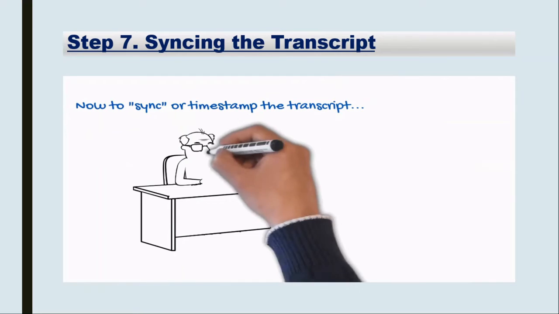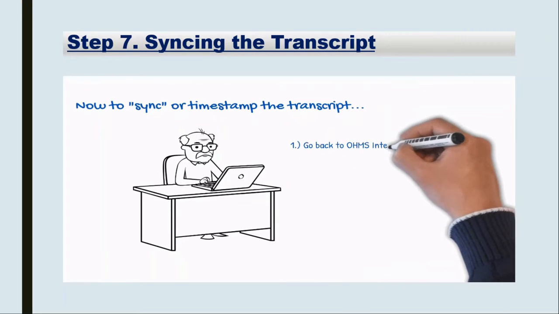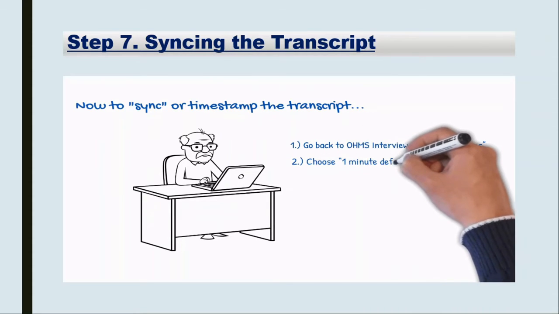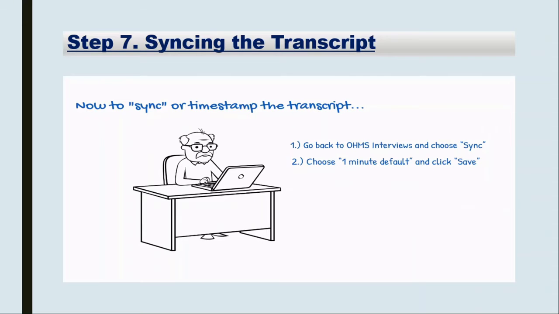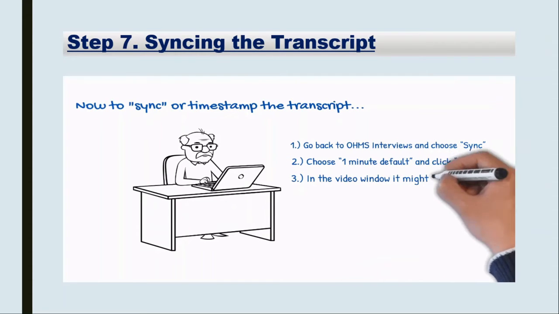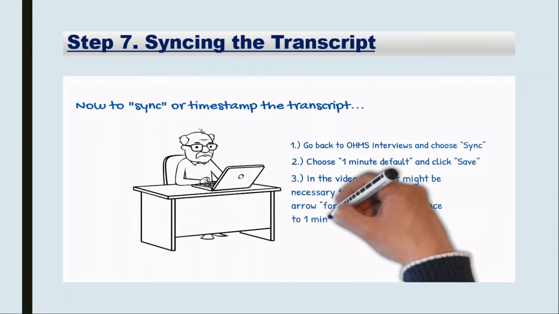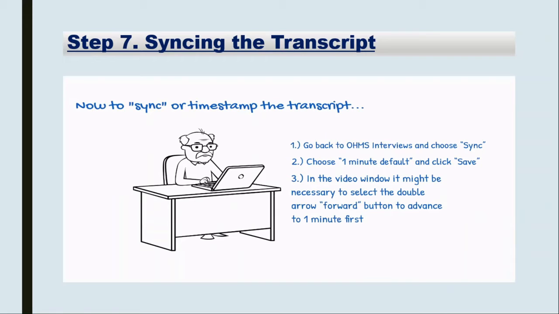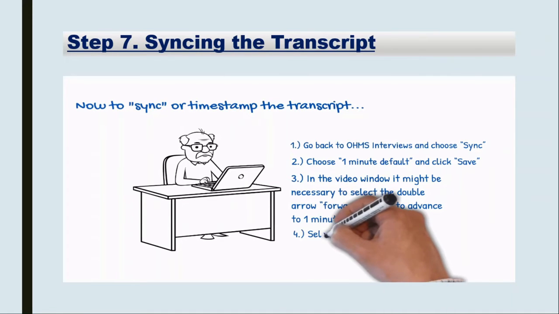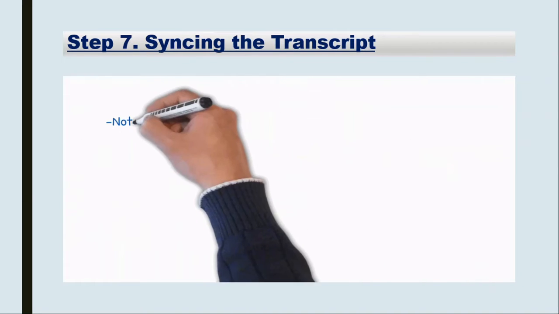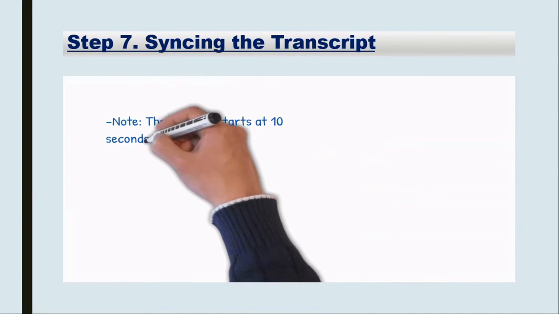Now it's time to sync or timestamp the interview. First, go back to OHMS Interviews and choose Sync. Next, choose 1 minute default and click Save. Next, in the video window, it might be necessary to select the double arrow forward button to advance the video to the first minute. Next, select Play inside the video window.